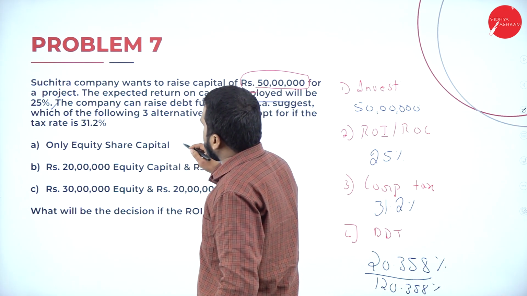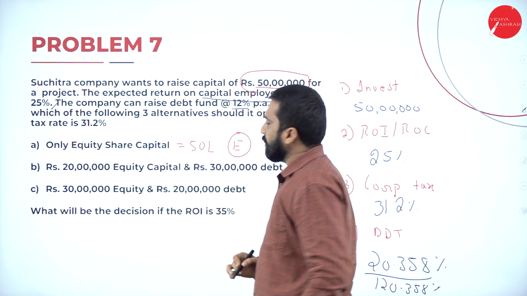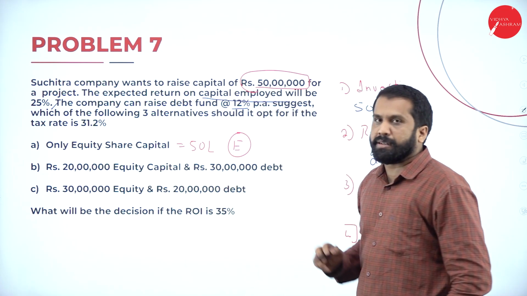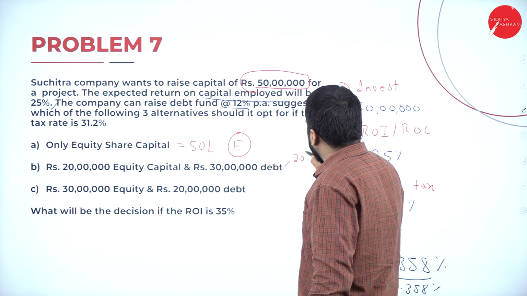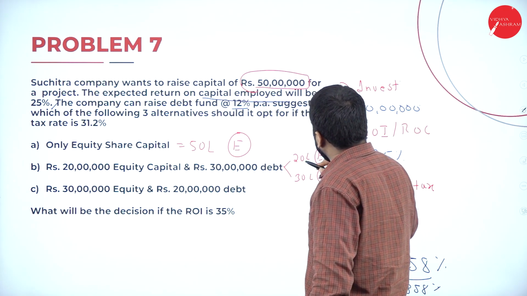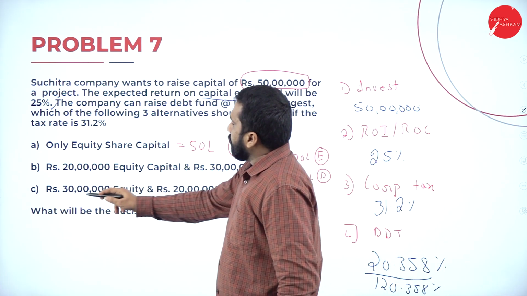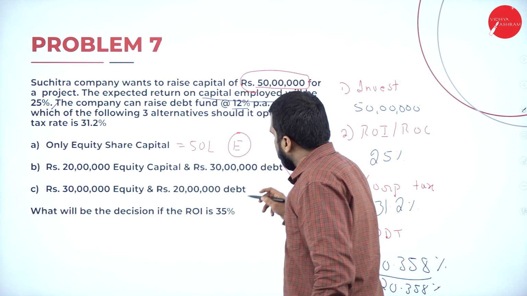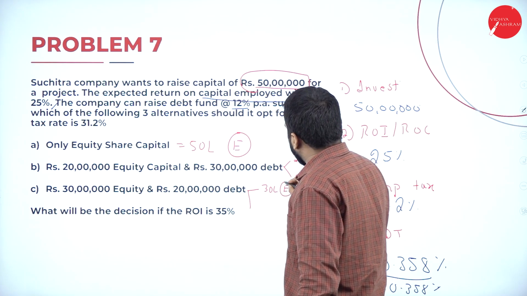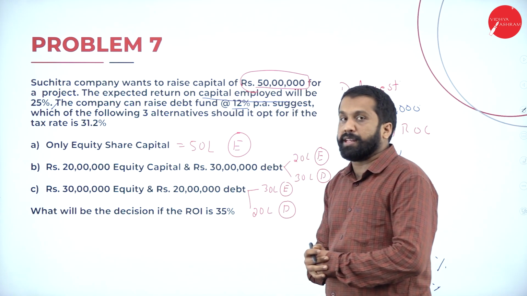Now, only equity capital: how much is required? 50 lakh in the form of equity. That is option number 1. Second, 20 lakh equity and 30 lakh debenture, that is, 20 lakh in the form of equity and 30 lakh in the form of debenture. Then, 30 lakh equity and 20 lakh debenture. Similarly, 30 lakh equity and the next 20 lakh in the form of debenture. Hope you got all the information.